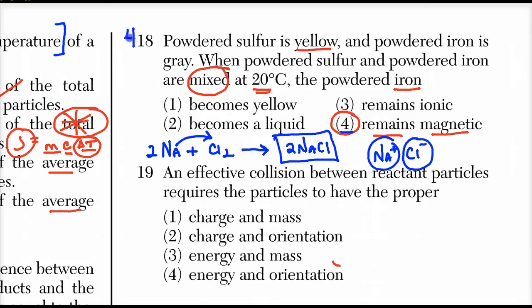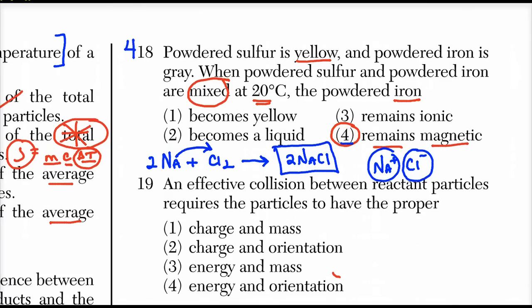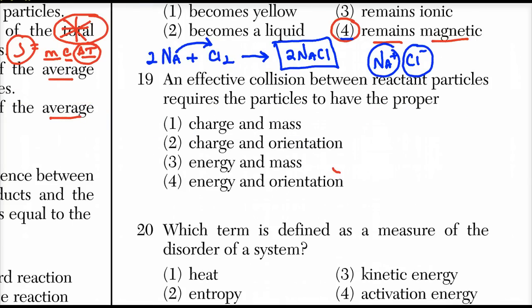18 is 4. Number 19. An effective collision between reactant particles requires the particles to have the proper, well, an effective collision has 2 components. You have to have enough kinetic energy to overcome the what? Electron clouds that molecules have, that are mostly made up of electrons. That's number 1, which is called activation energy.